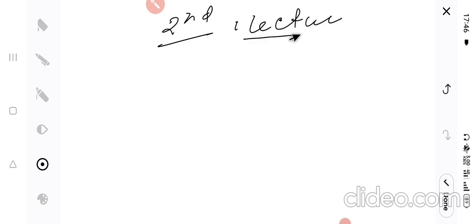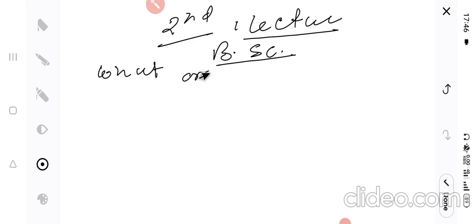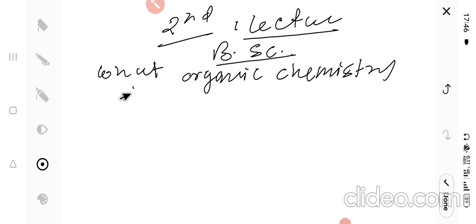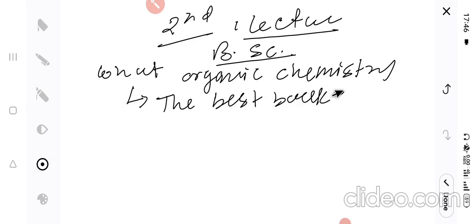This is the second lecture of the B.Sc series, right? In the first lecture, we saw what organic chemistry is, the general approach, and the best books. Some general points we have already discussed.